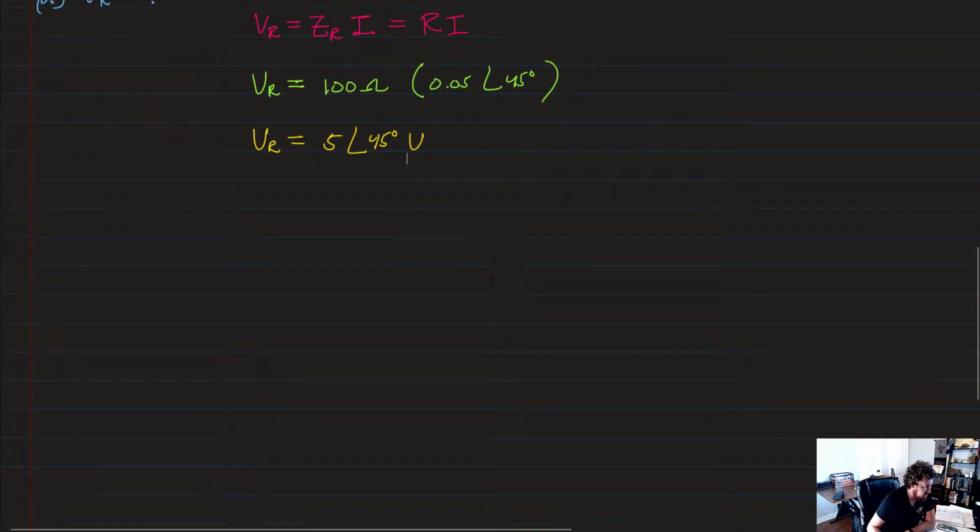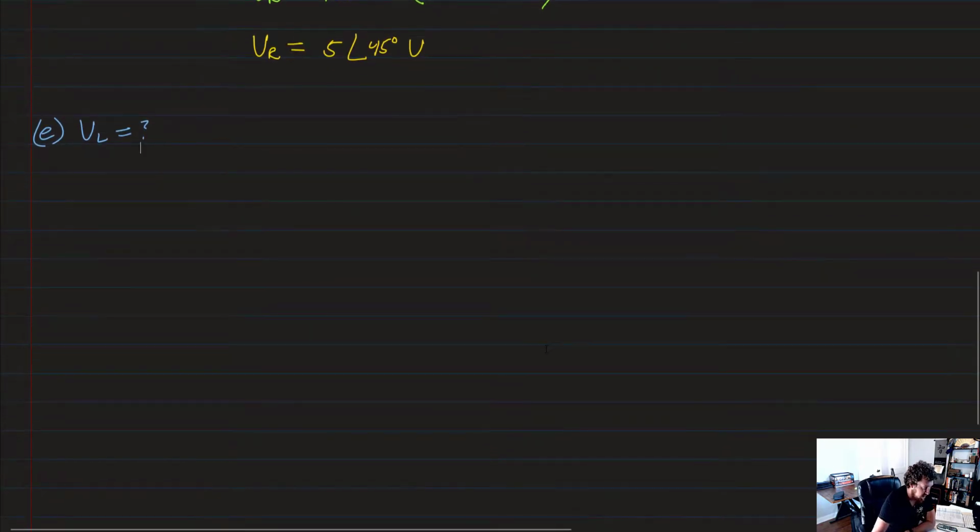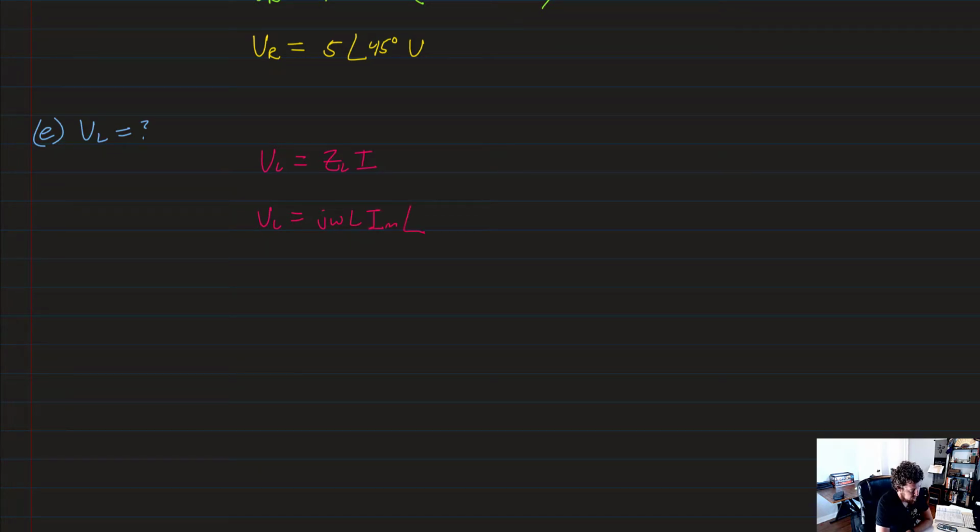Moving right along, part E, we're on part E now, is what is the voltage drop across the inductor? Now, we remember that our voltage drop in the inductor, the relationship here, V is Z L I, is given as V L is equal to, remember it was, J omega L I M at an angle of phi degrees.